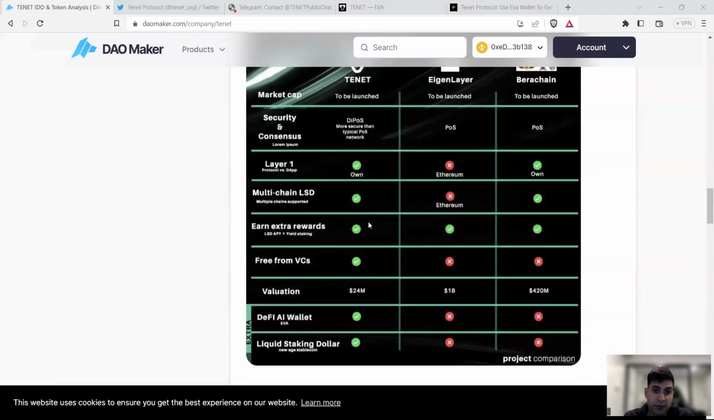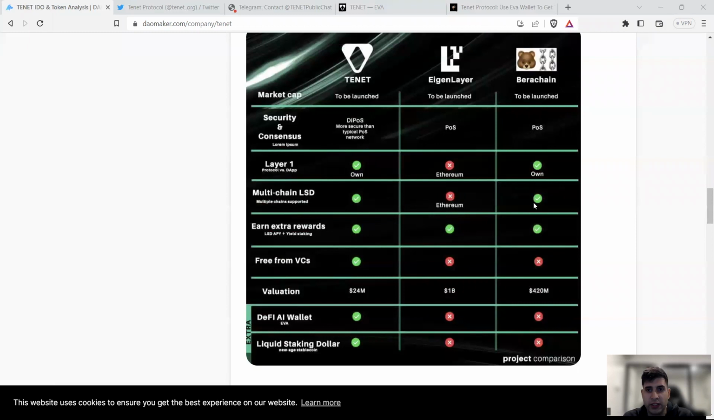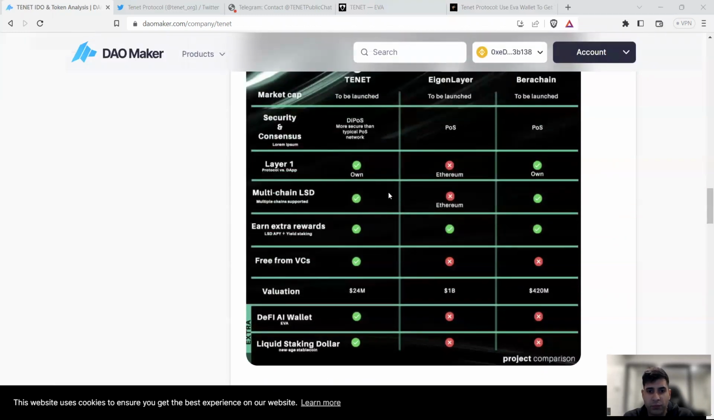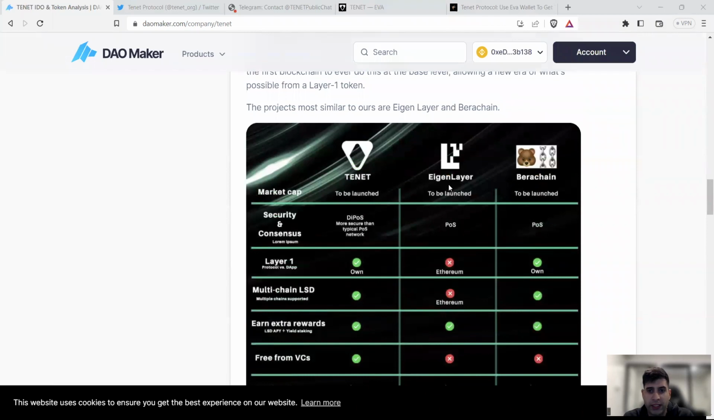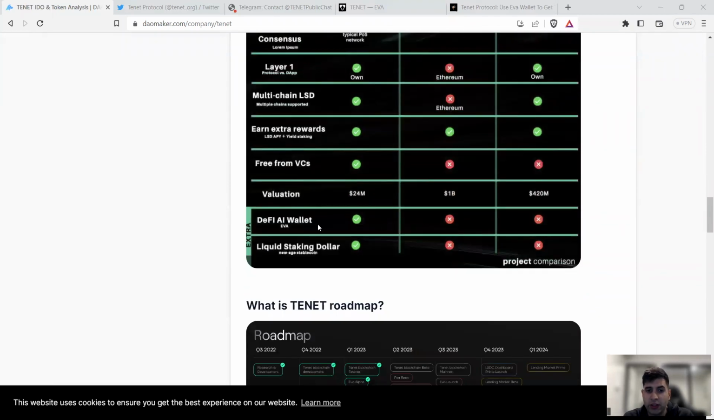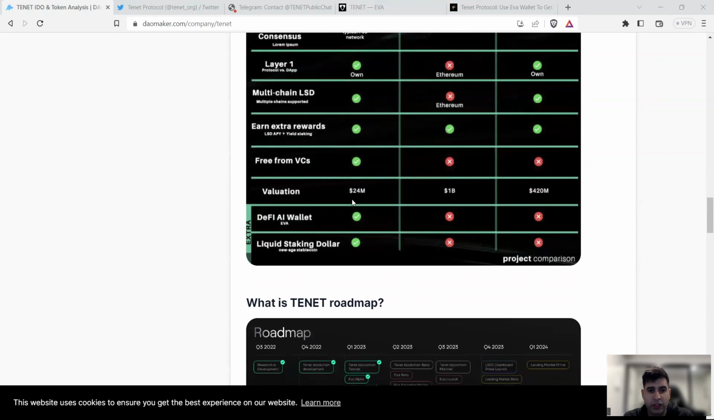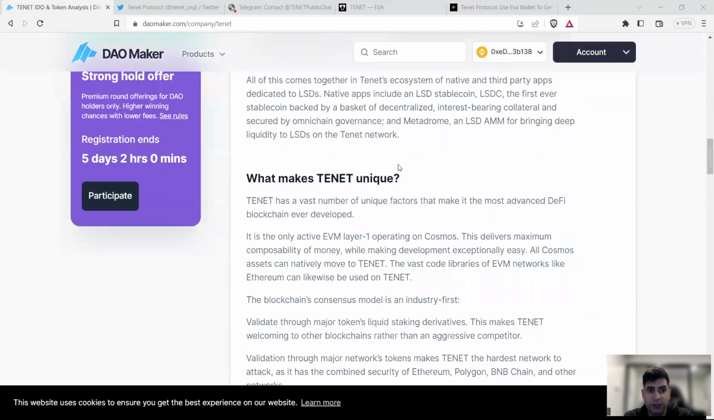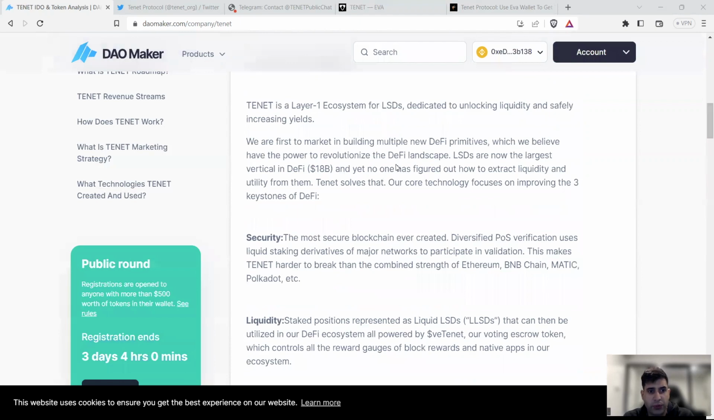It doesn't have any VC backers in comparison to Eigen and Vera chain. Its valuation is 24 million, while the valuation of Eigenlayer is 1 billion and Vera chain is 420 million. It has the DeFi wallet, the Eva AI wallet, and they don't have any AI wallet. And they don't have the liquid staking dollar stablecoin that Tenet has. So these are the key differences that you'll see.